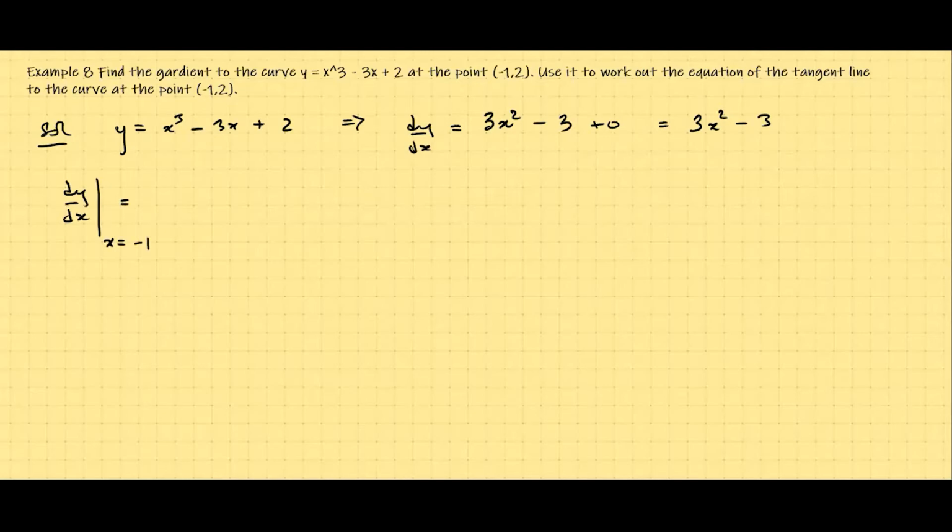So we go back to our formula of a derivative and we replace x by minus 1. So it's going to be 3 times minus 1 squared minus 3, which is actually going to give me 3 times 1 minus 3, which is going to give me 3 minus 3, which is 0. Now, this is fantastic. So this makes our life really, really easy.